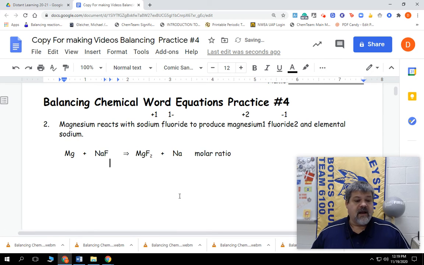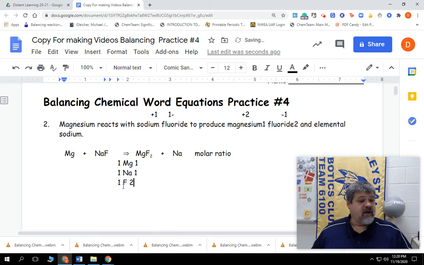Okay, so we're going to go back over here, and now we have to line up the elements that we have and how many we have of each one. So we have magnesium, we have sodium, and we have fluorine. No polyatomic ions, we're not going to worry about that. So now we go ahead and determine how many we have of each one. Magnesium on this side, we only have 1. Magnesium on this side, we only have 1. Sodium on this side, we only have 1. Sodium on this side, we only have 1. Fluorine on this side, we only have 1. Okay, but on this side, we have 2.